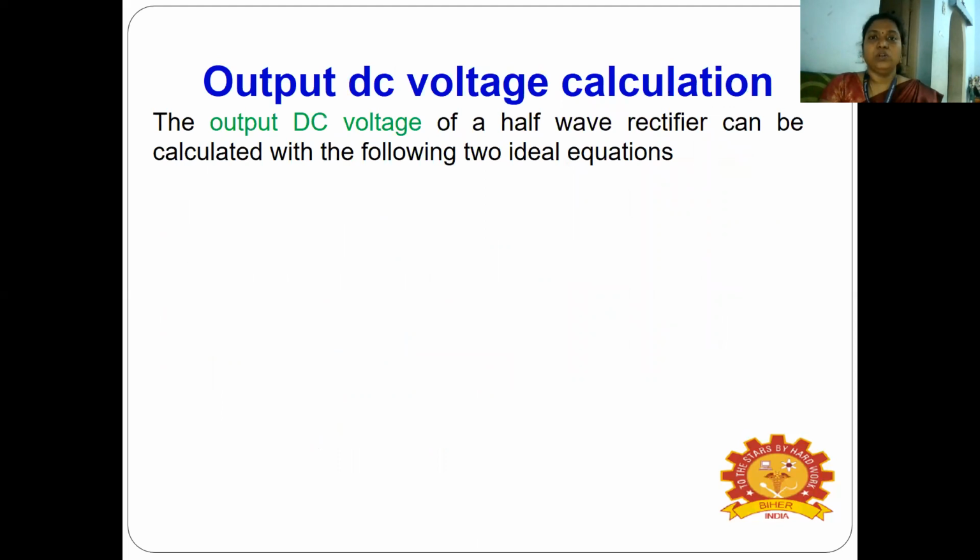Output DC voltage calculation. The output DC voltage of a half-wave rectifier can be calculated with the following two ideal equations. Vrms is equal to V peak by 2. So Vrms is a root mean square value, that is voltage. Okay. So how do you calculate the RMS voltage? RMS voltage is equal to the peak voltage by 2. Okay. So half of the peak voltage.